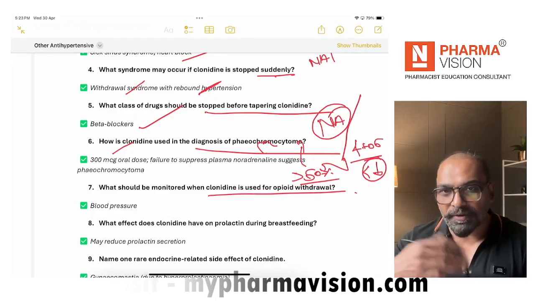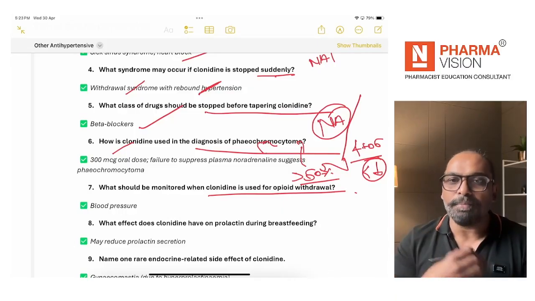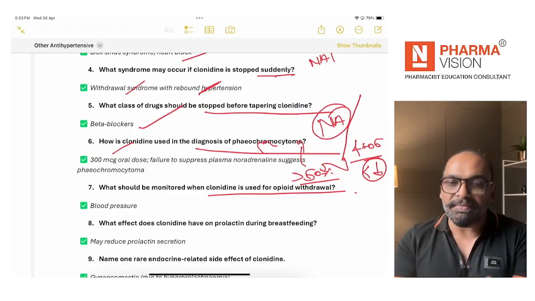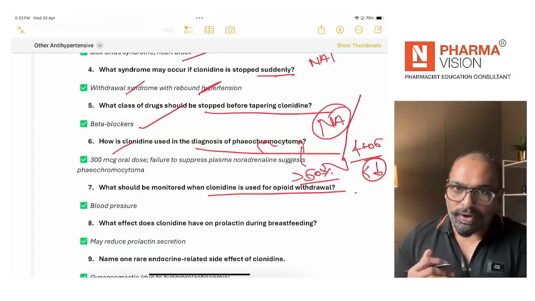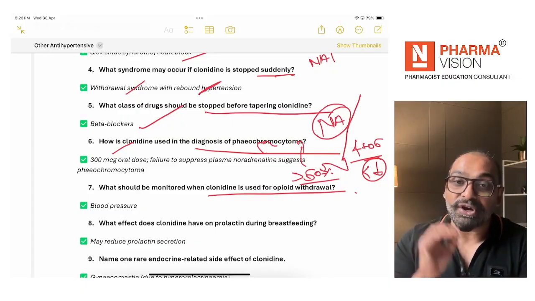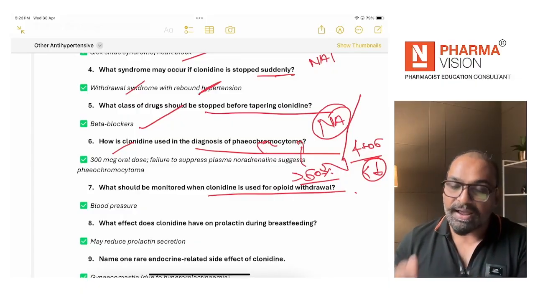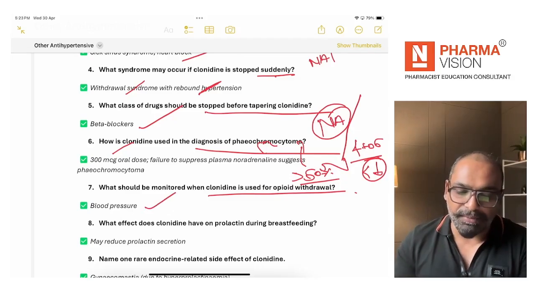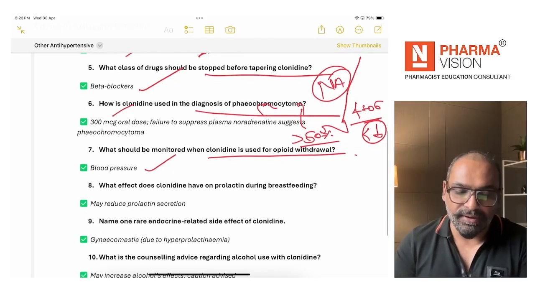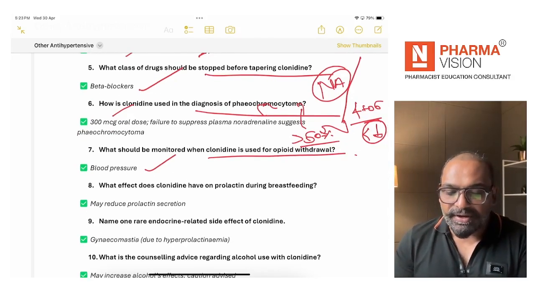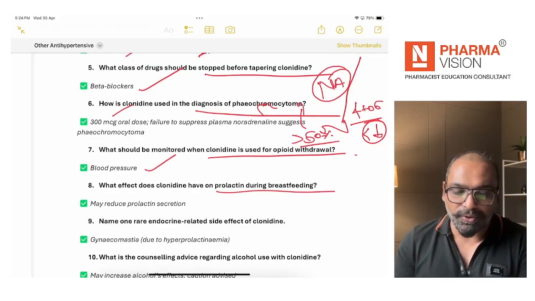What should be monitored when clonidine is used for opioid withdrawal? Why is it used for opioid withdrawal? Because the opioid withdrawal related symptoms are minimized, since noradrenaline release is controlled with the use of clonidine. But make sure we measure the blood pressure in this situation. What effect does clonidine have on prolactin during breastfeeding? It may reduce prolactin secretion.